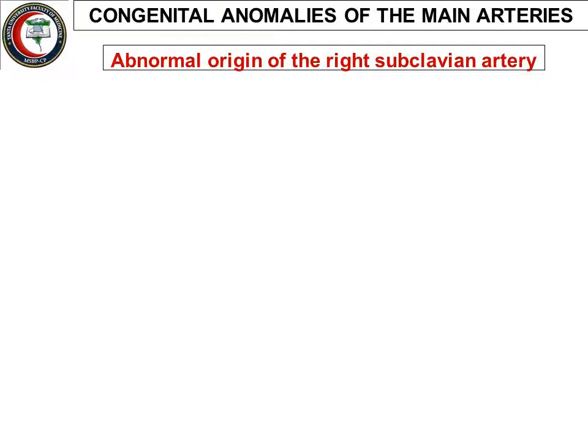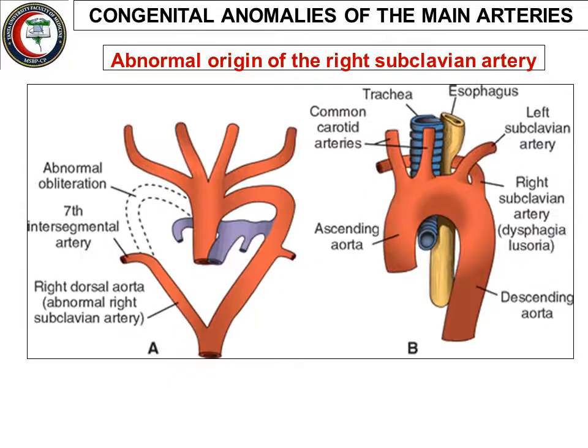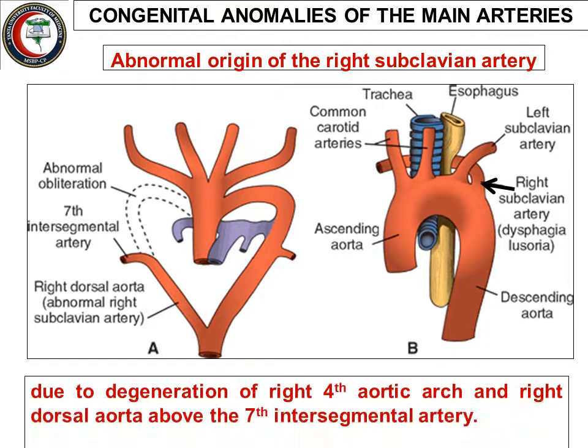Thus, this anomaly originates due to the degeneration or obliteration of the right fourth aortic arch and the right dorsal aorta above the seventh intersegmental artery. If these two segments are obliterated, this leads to what is called abnormal origin of the right subclavian.